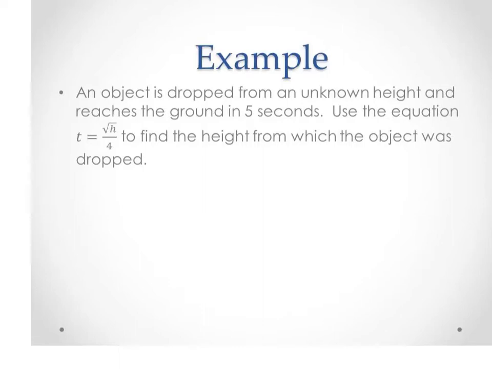We have an object that was dropped from an unknown height and it reached the ground in 5 seconds. And we have an equation, t equals the square root of h over 4, to solve for the height. So if we look at what they gave us, time, this would be 5 equals the square root of h over 4, and we need to solve for h.